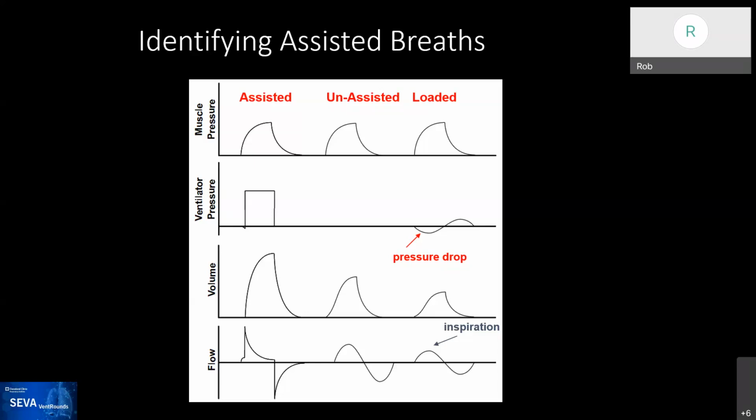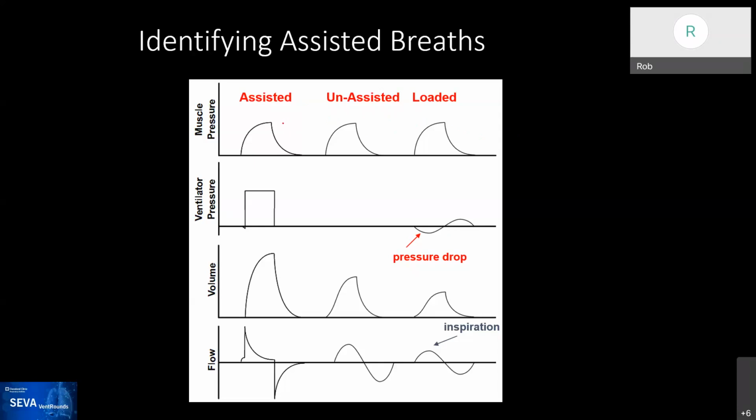Now, in this graphic, we see at the top muscle pressure. Now, you will recall that muscle pressure is an imaginary number. It's not something that you measure directly, and certainly not something you see on a ventilator screen. Although something like EDI or esophageal pressure would indicate the presence of muscle pressure. Here we're just showing that we have three breaths, and the muscles are doing active work. They're doing something. They're contracting.